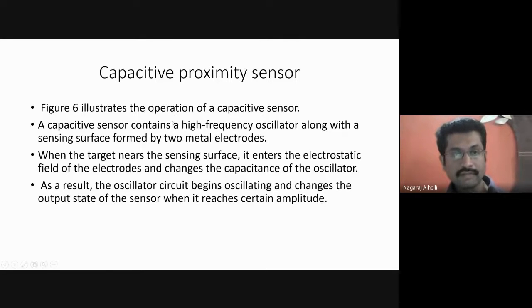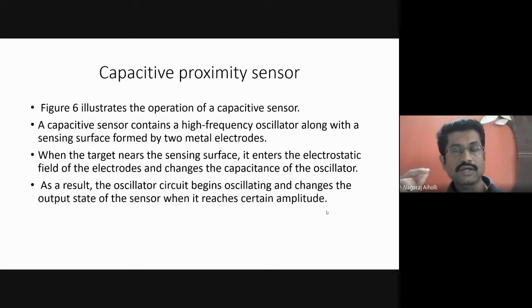It enters the electrostatic field of the electrodes and changes the capacitance of the oscillator. As a result, the oscillator circuit begins oscillating and changes the output state of the sensor when it reaches a certain amplitude. The oscillations will either increase or decrease depending on the presence of the object. If the object is present, you get oscillations. If the object is not present, there are no oscillations produced.